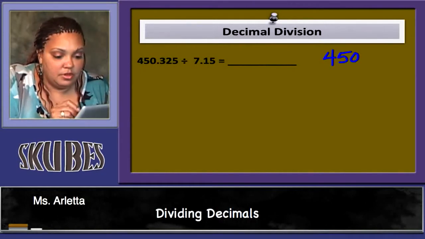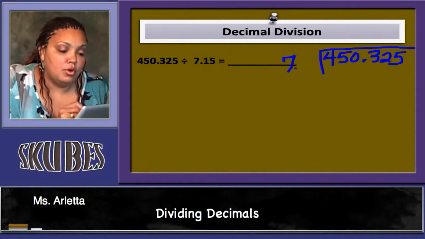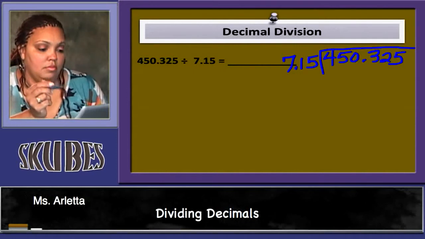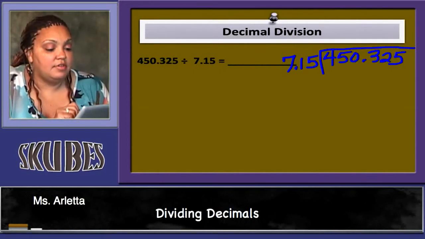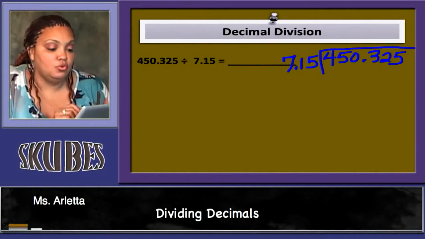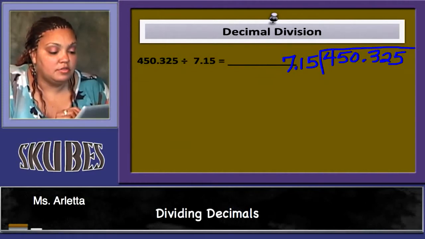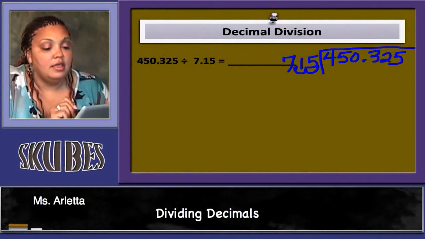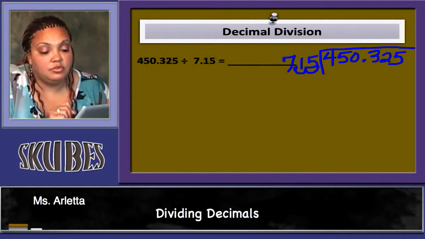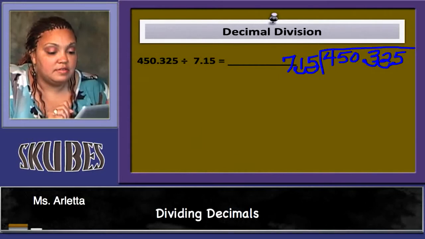Your next problem is 450.325 divided by 7.15. I see 2 decimal places with my divisor of 7.15, and I see several decimal places in my dividend. Well, you always use the divisor as your determining factor as to how many decimal places you'll move over. So in this case, I have to move it 2 spaces to the right to move my decimal all the way to the right with my divisor. Whatever I do with my divisor, I have to do the same thing with the decimal point in my dividend. So I'll move it 2 spaces over in the dividend, 1 and 2. Once I move those 2 spaces over, then I'll go up to get it ready for the answer.